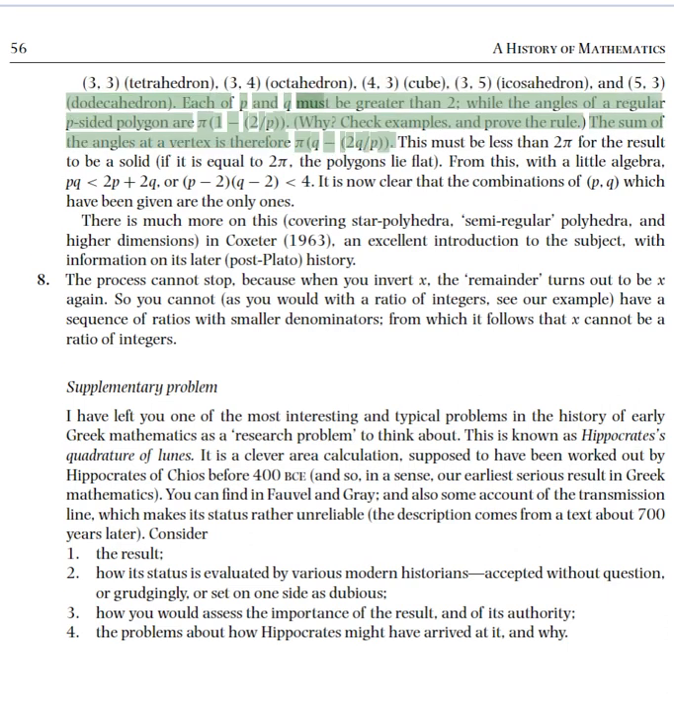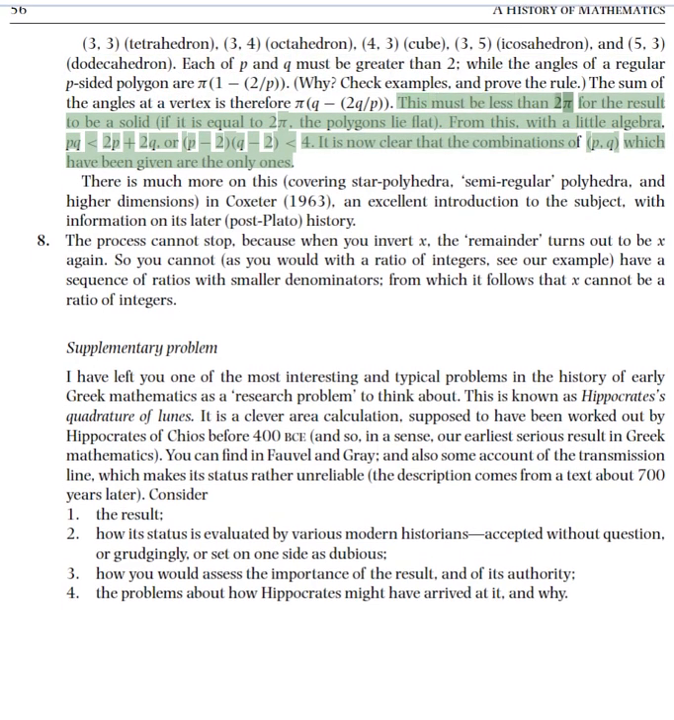Each of p and q must be greater than 2, while the angles of a regular p-sided polygon are pi. The sum of the angles at a vertex is therefore pi. This must be less than 2 pi for the result to be a solid. From this, with a little algebra, pq is greater than 2p plus 2q, or (p-2)(q-2) is less than 4. It is now clear that the combinations of p and q which have been given are the only ones.